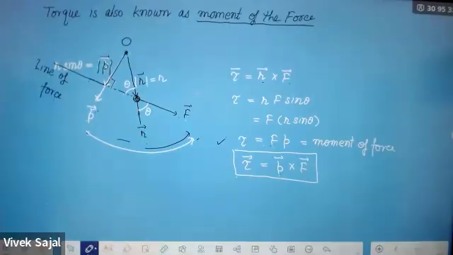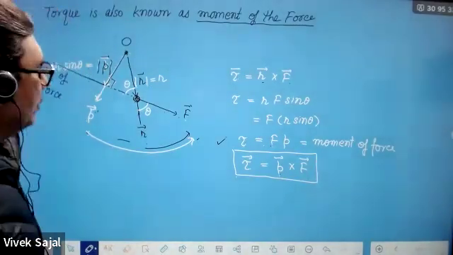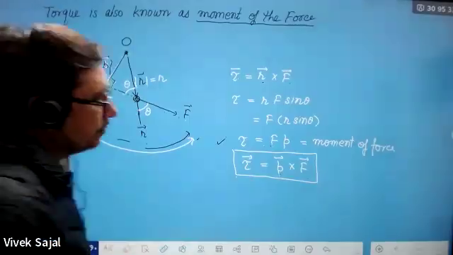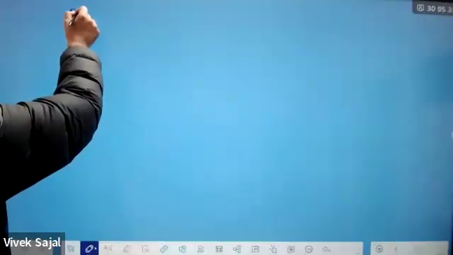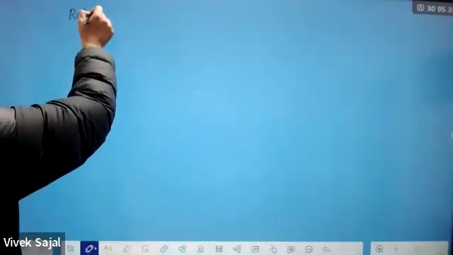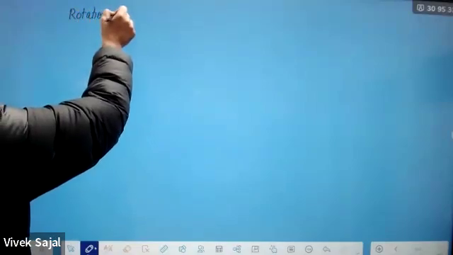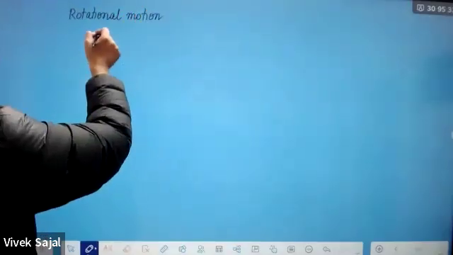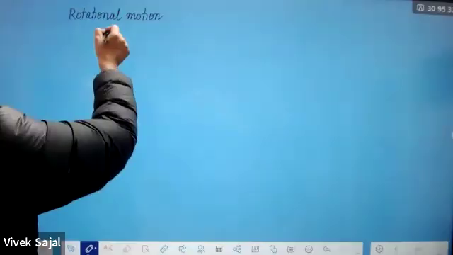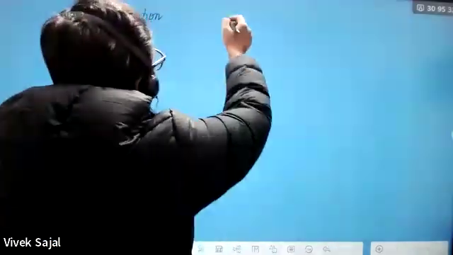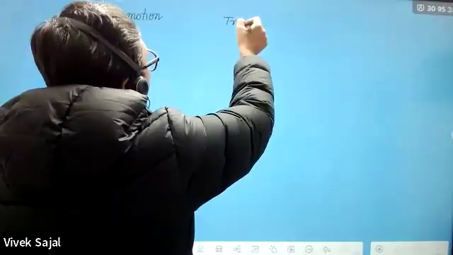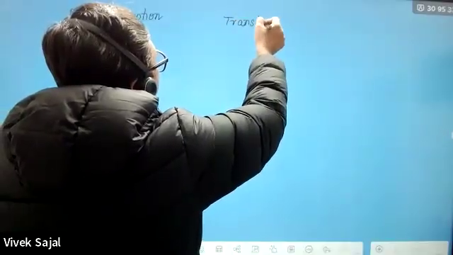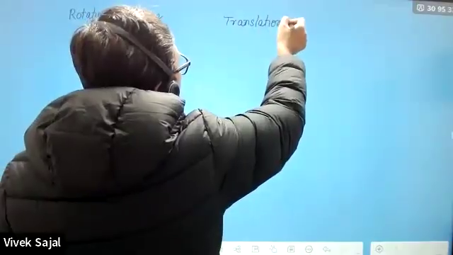ठीक है, this is. Now please note it down quickly. Next. ठीक है, here if you are considering rotational motion, in rotational motion, torque is going to do the same job as force does in translational motion.